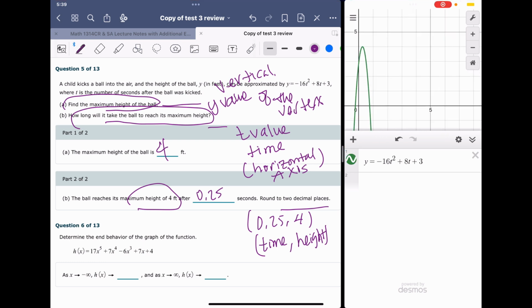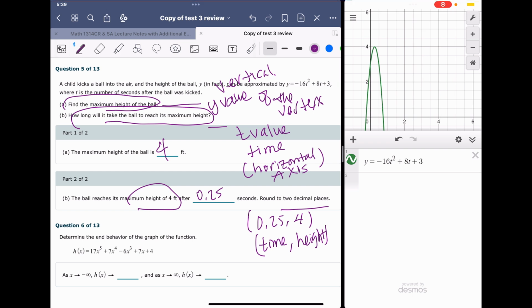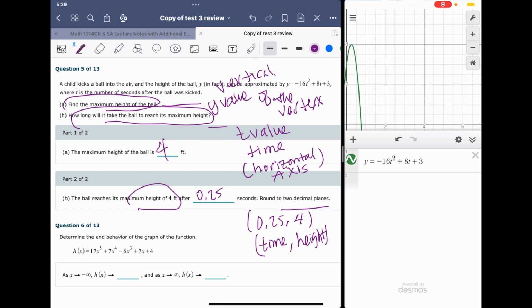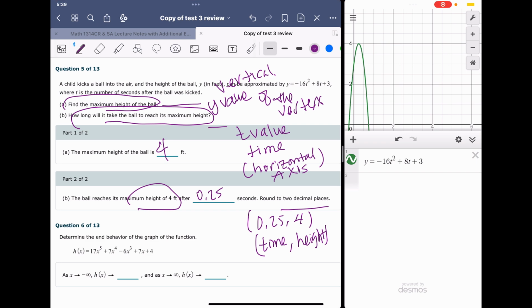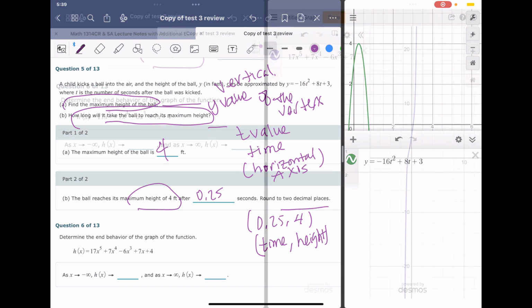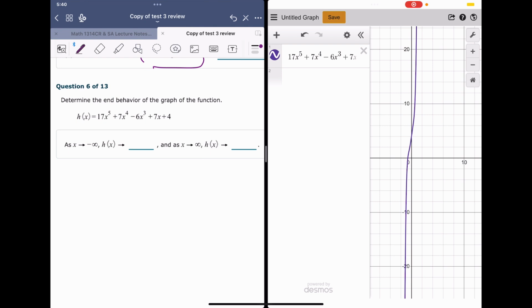I also want to bring it to your attention, you should only be concentrating on the first quadrant. The first quadrant is the upper right-hand quadrant of the function because we're talking about units of measure, which is typically positive in math.